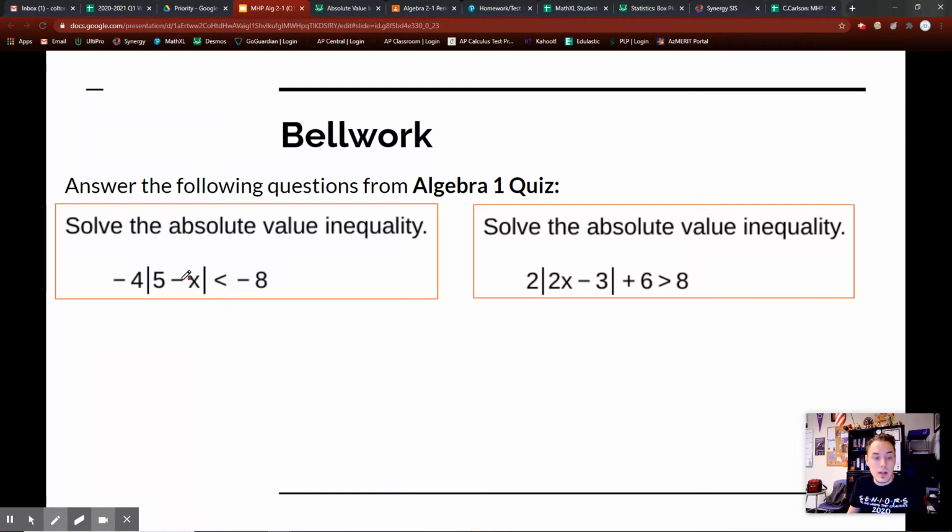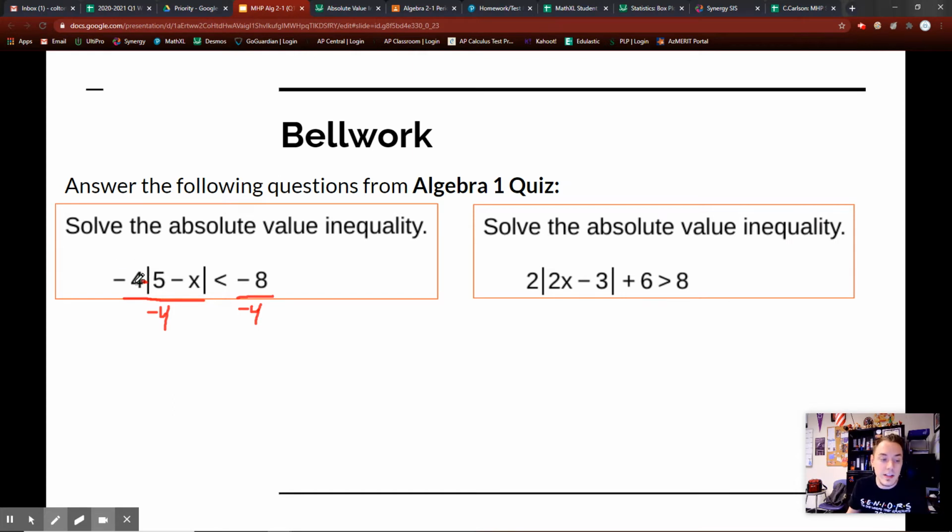So what do I do? Well, first of all, I have to divide by -4. Why is that, Mr. Carlson? Great question, kids. It's because this is multiplied right here. The opposite of multiplication is, of course, division, so I have to divide to undo the multiplication.